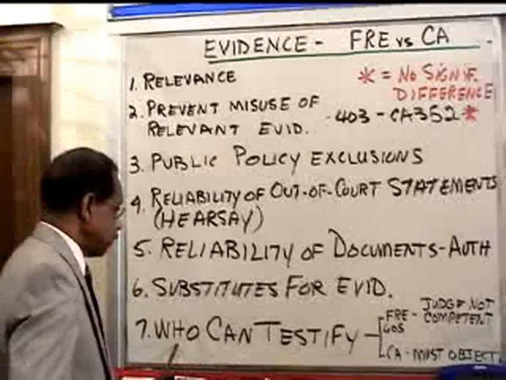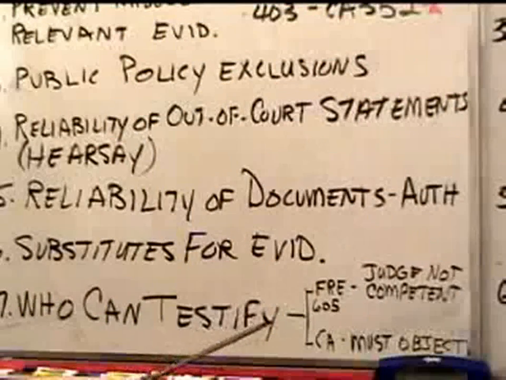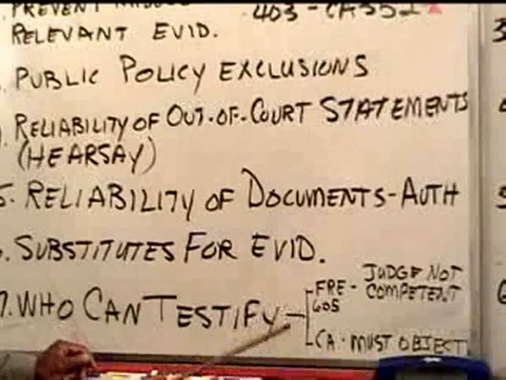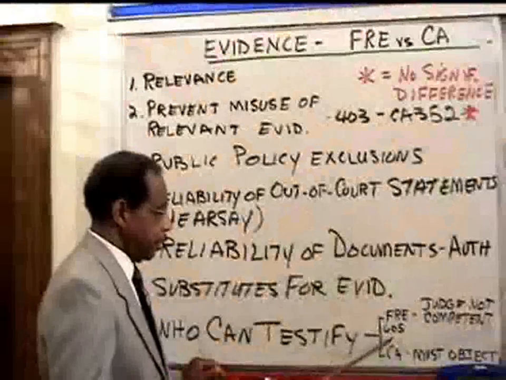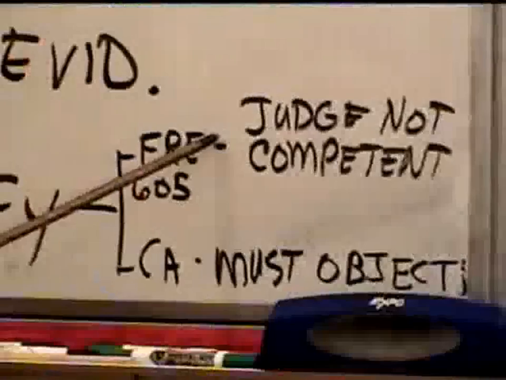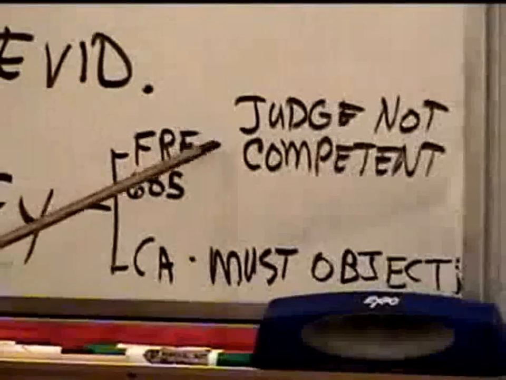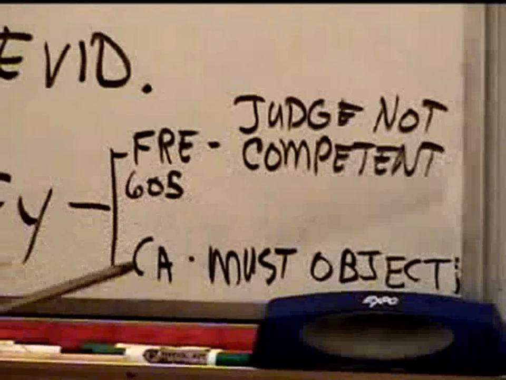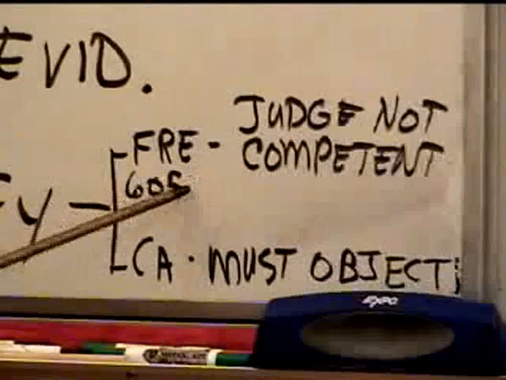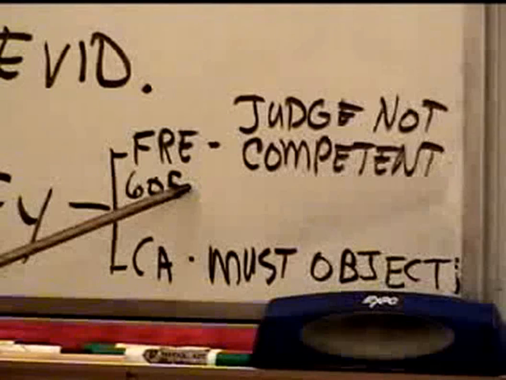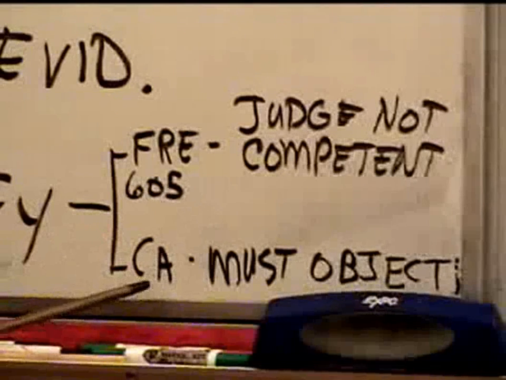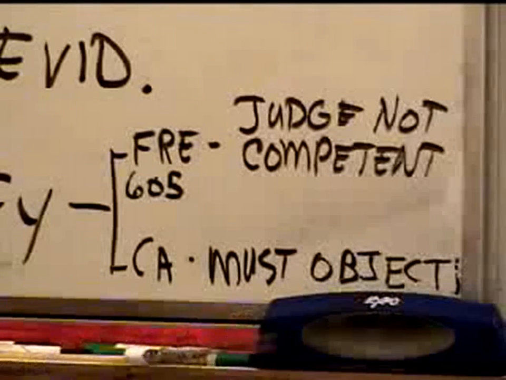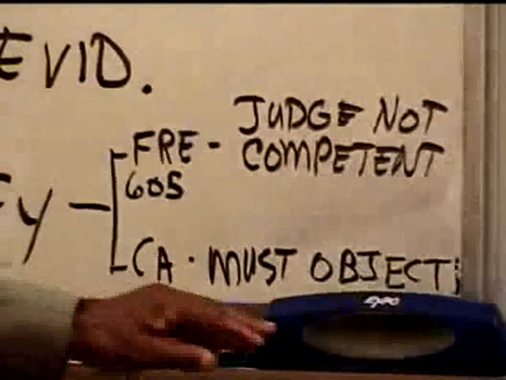And finally comes the question of who can testify. And as you can see here, I'll just cover this issue right now. Who can testify? Under FRE 605, the judge is simply not competent to testify at the trial over which she or he is judging. You don't even have to object. The judge simply is not competent. Whereas under the California rules, you must object in order to exclude the judge from testifying.